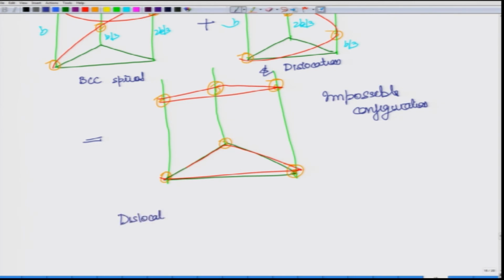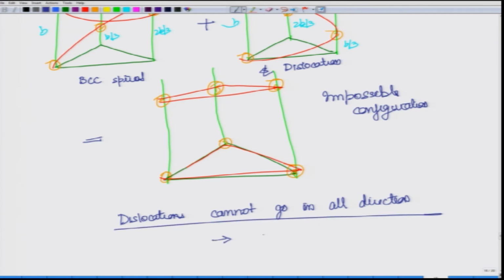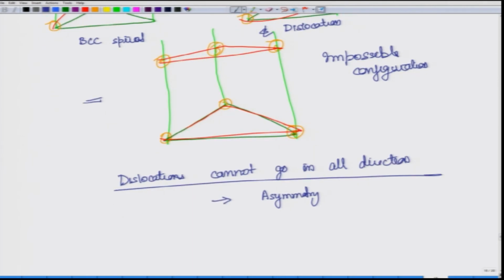Dislocations cannot go in all directions, even if it is one of the slip planes or the slip directions, it cannot go in all directions, and this is what leads to asymmetry. So, this is a simple way to visualize why this asymmetry is arising. Asymmetry, directionality, all these aspects can be understood using these terms.